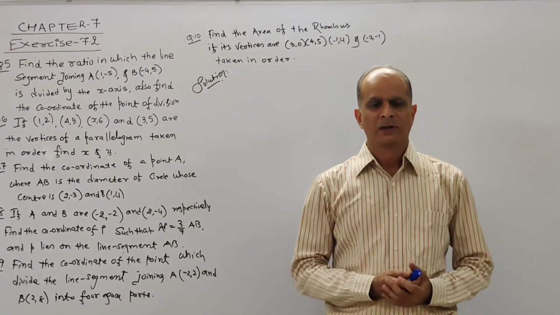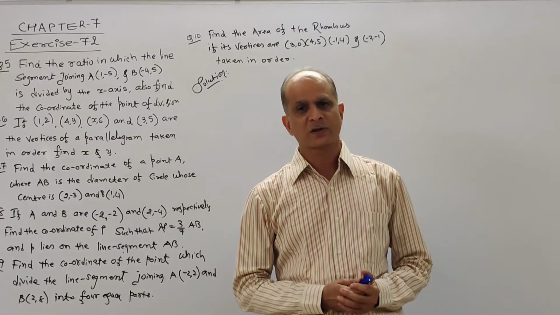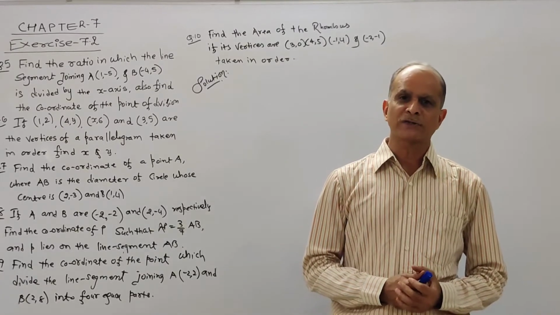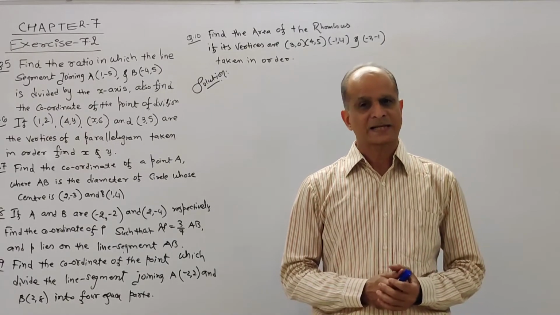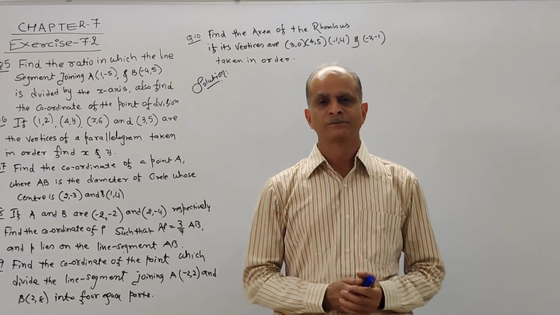As you know, there are three main concepts in this chapter. The first concept is the distance formula. The second concept is the section formula. And the third one is the midpoint formula.